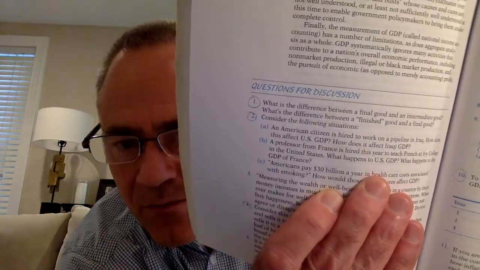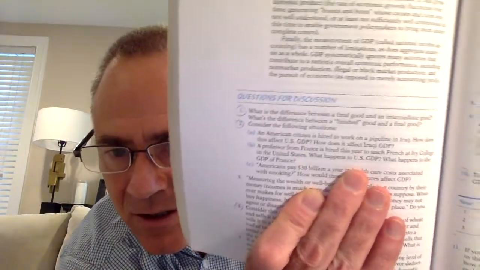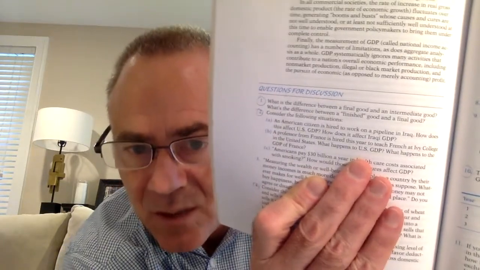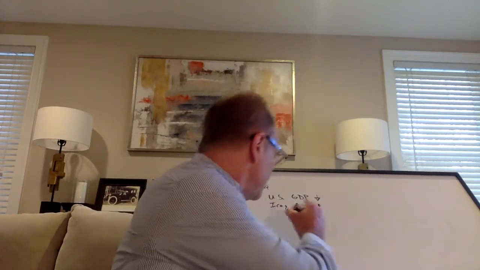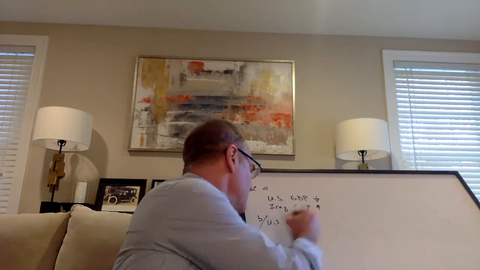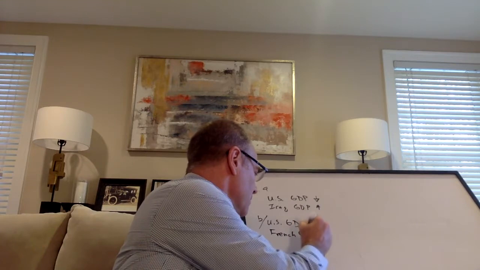Okay, part B. A professor from France is hired this year to teach French at an Ivy College in the U.S. What happens to U.S. GDP? What happens to the GDP of France? GDP is what's produced within the U.S. borders. So this is a French citizen, but U.S. GDP will increase. French GDP decreases, assuming he had a job in France, and so he's no longer working at that job.